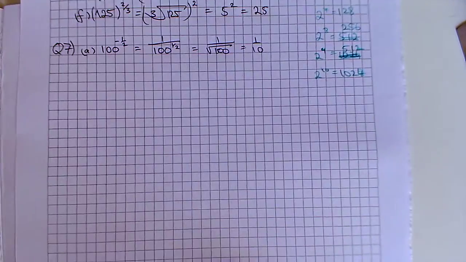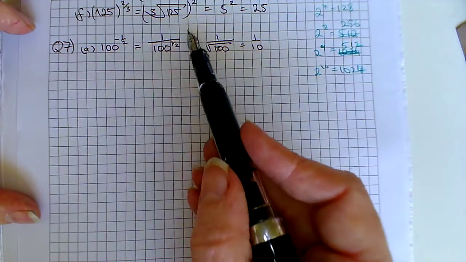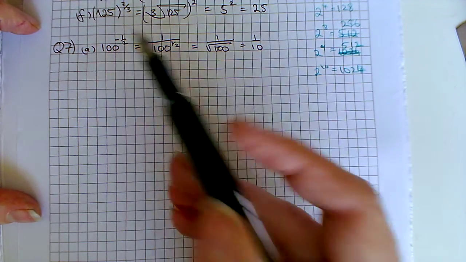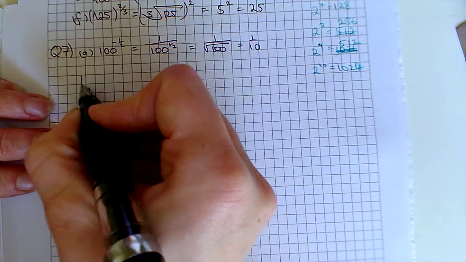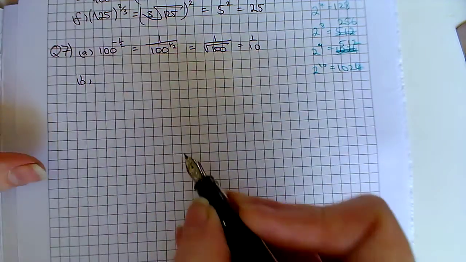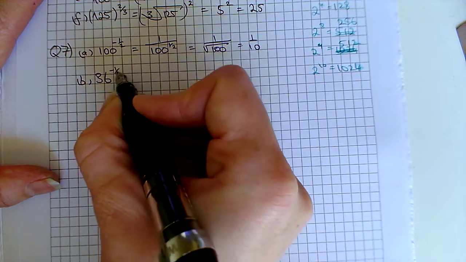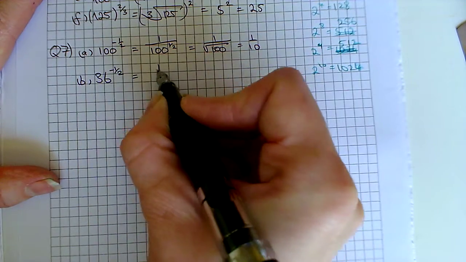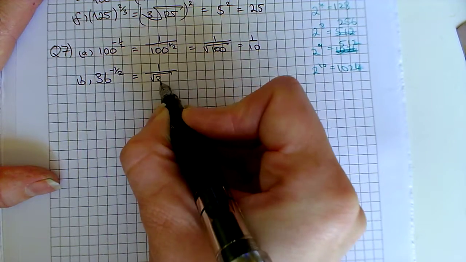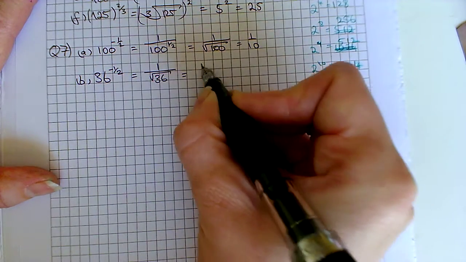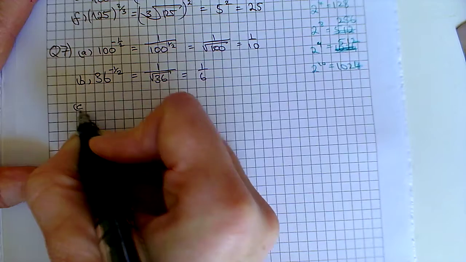What they'll need to see is that you can apply the 2 rules here, the minus rule and the fraction power rule. Okay, so for part B, we have 36 to the power of minus a half. So it's okay to do both of them in one step. Minus brings it under the line, and the half makes it a square root, and that's 1/6.